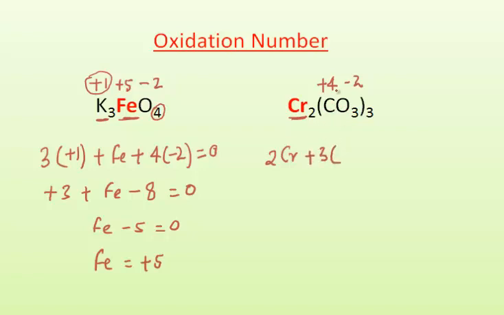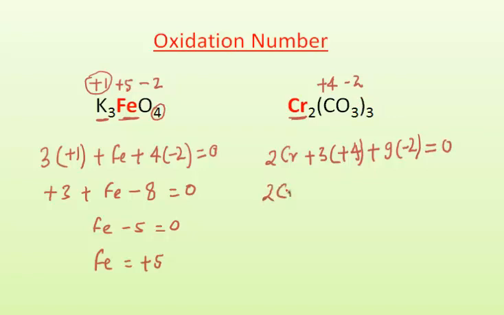The oxidation number of carbon atom is +4. I put here +4, plus 3 times 3 is 9. There are 9 oxygen atoms. I put here 9 bracket. The oxidation number of oxygen atom is -2. We put here -2. This is also a neutral compound. The total oxidation number of atoms in a neutral compound is always 0. We equalize to 0.